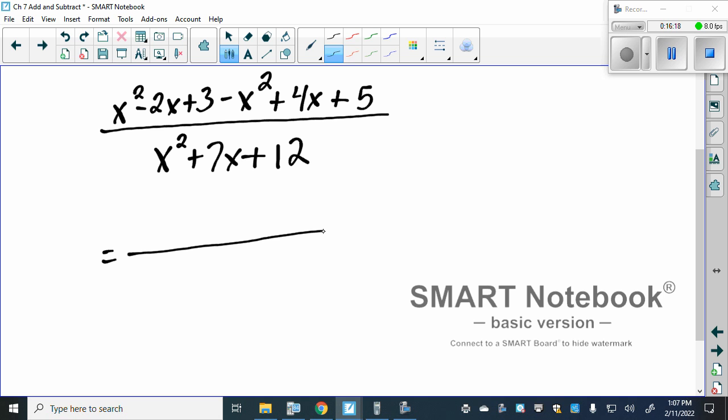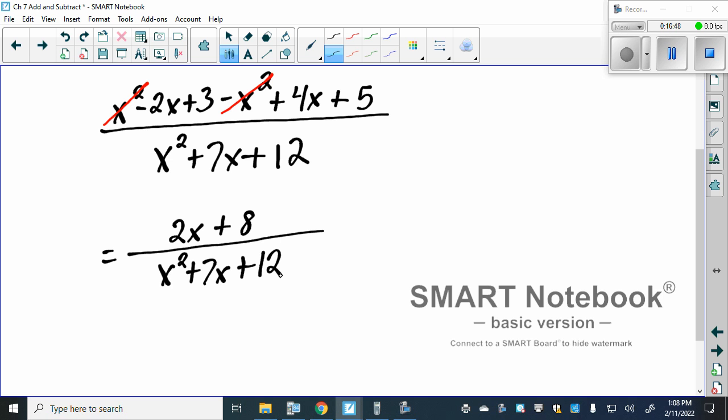Now, we can go on and combine the like terms. Well, x squared minus x squared is 0. Next would be our negative 2x plus 4x, and 3 plus 5 is plus 8, over x squared plus 7x plus 12. So we've got it all the way down to here.